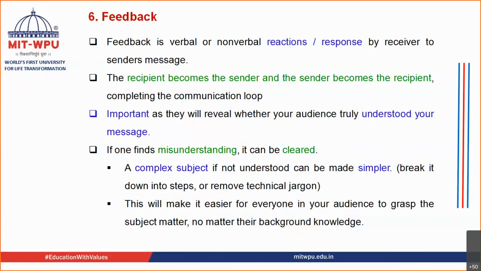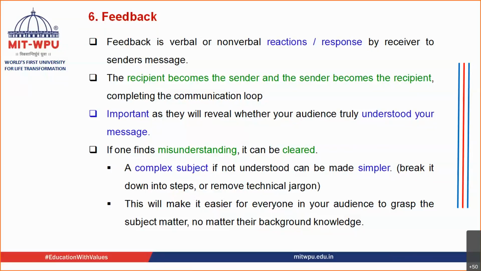You sent it across to me, and I again decoded it. So in feedback, what is happening is the receiver becomes the sender, and the sender becomes the receiver. It is very important. Feedback should be received by you. Unless and until you receive the feedback, the communication cannot be completed. And also, there is no guarantee about the communication. If there is some misunderstanding, some problem, some lacunae, then it has to be made clear.